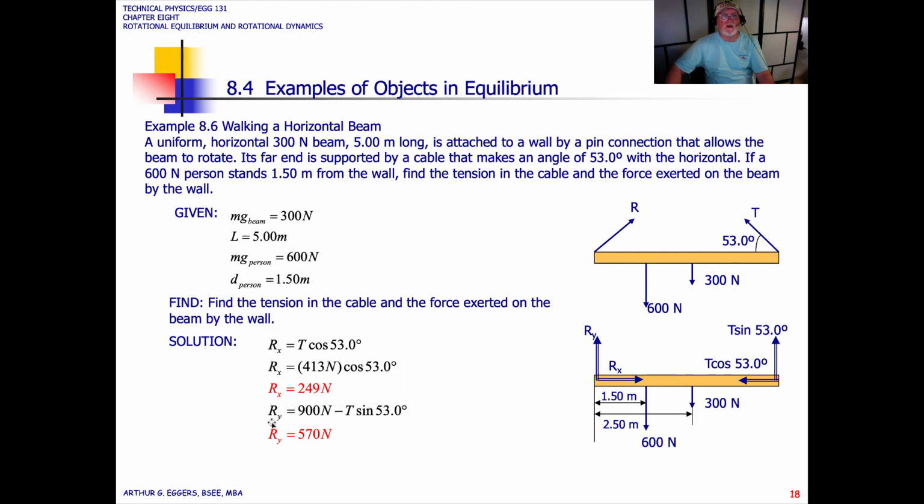Now I can solve for R sub y. R sub y is 900 newtons, that's the sum of the 600 and the 300 newtons downward, minus T sine 53 degrees. So that's on the far end. And so when I solve, I substitute again 413 for T. So 900 minus 413 sine 53 gives me R sub y of 570 newtons.